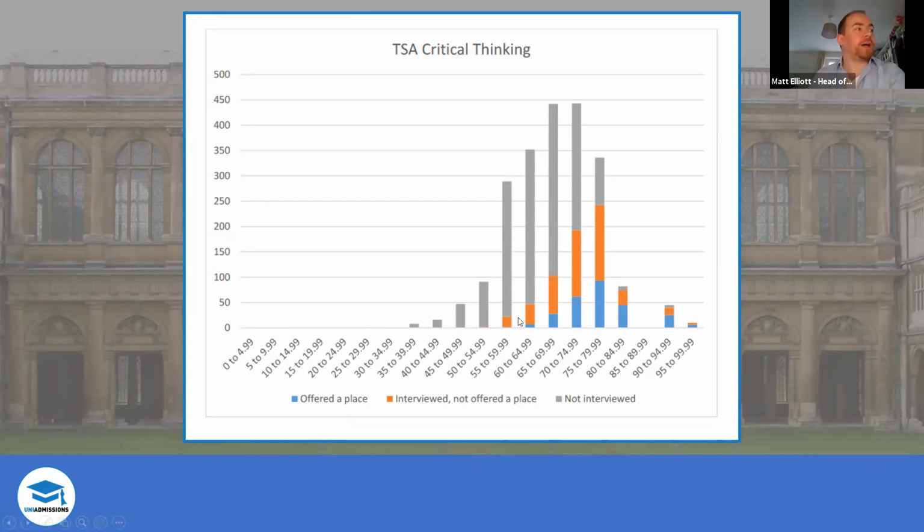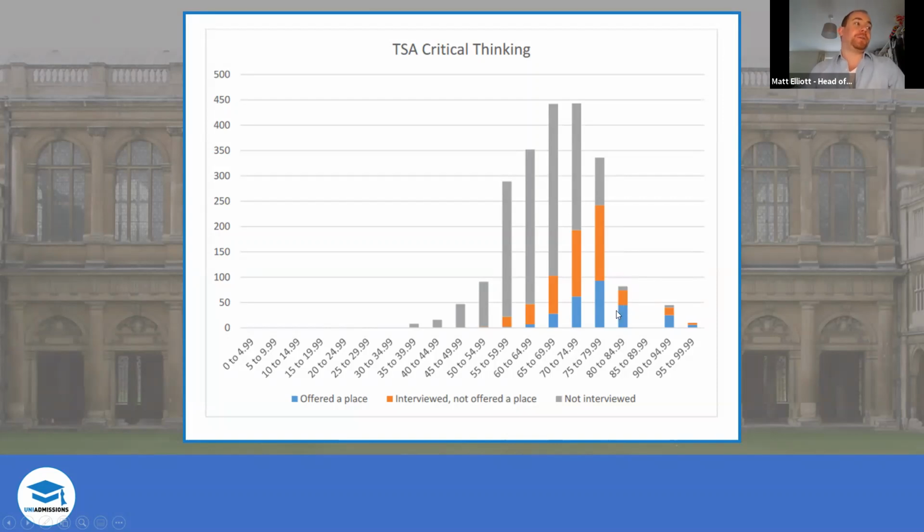But I just pulled forward as well. We looked at the maths-based section of the TSA on the previous slide. You can see the same pattern happening here in the English-based section, the critical thinking. The relationship between the rate at which people are interviewed is very much the same, and you see that the clustering is even stronger in the critical thinking area. People really do get stuck in this 65 to 75 range.